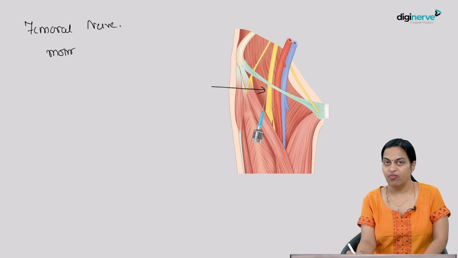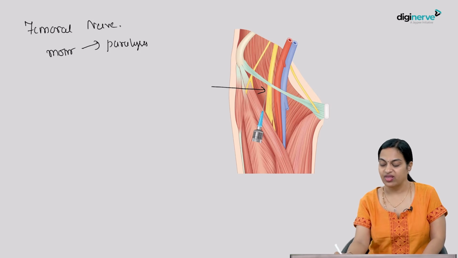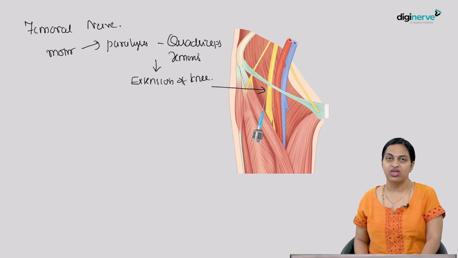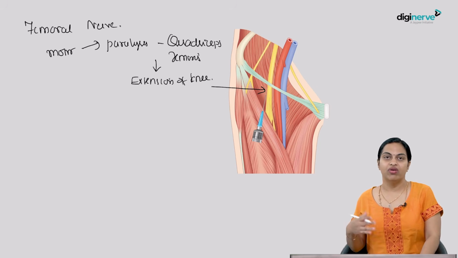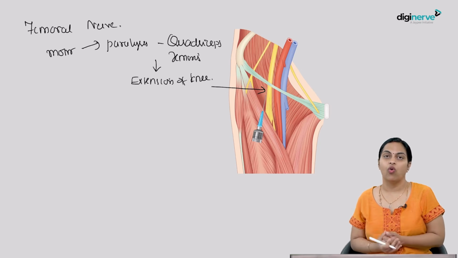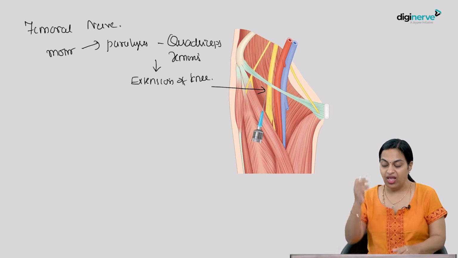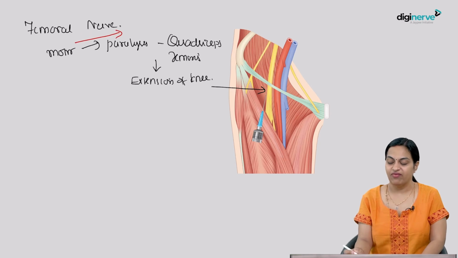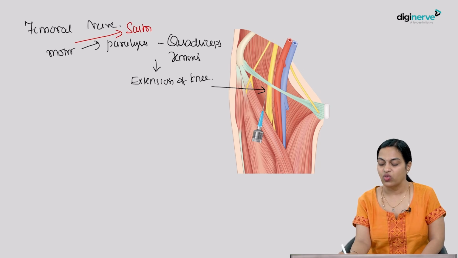What is its motor component? Paralysis of which muscles? Yes, mainly the quadriceps femoris. This quadriceps femoris, I told you, helps in extension of the knee. So in patients with femoral nerve injury, they may not be able to extend the knee, and he might have difficulty in standing or walking itself. Another important muscle supplied by this femoral nerve, coming from its anterior division, is the nerve to sartorius.